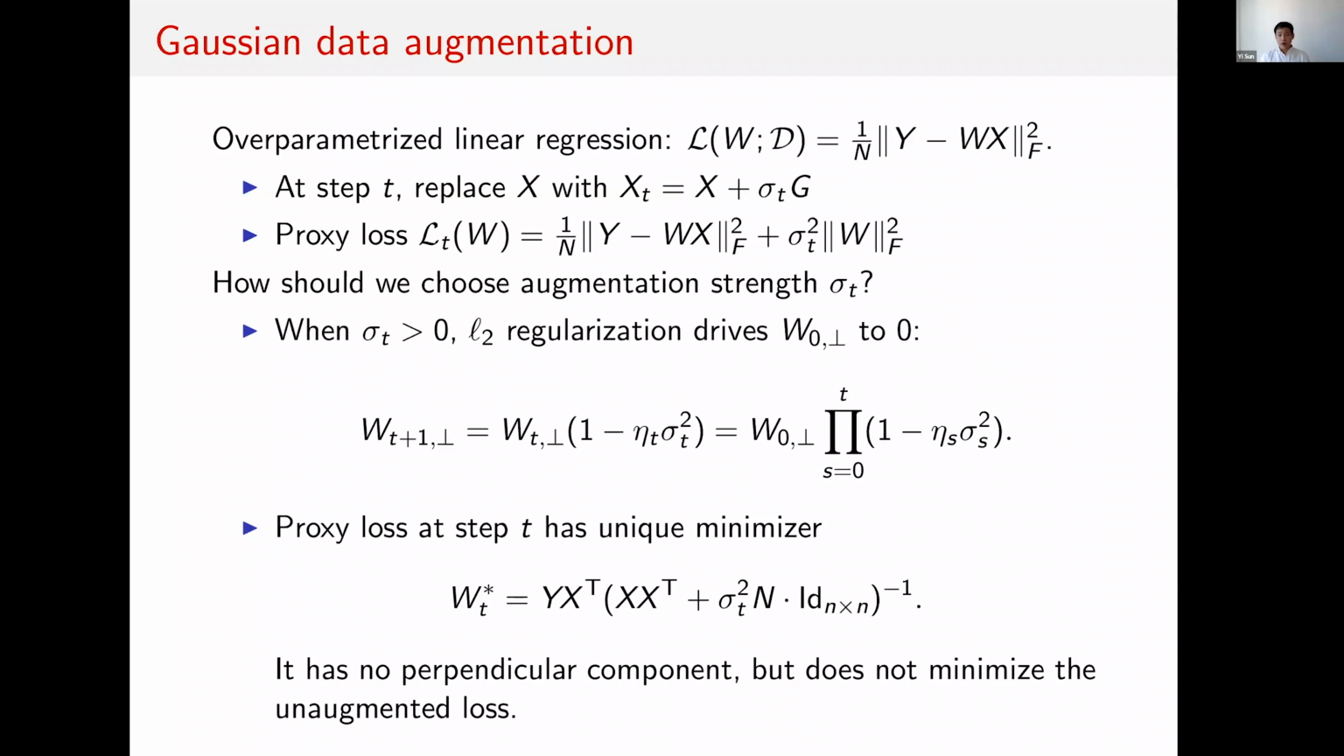On the other hand, if we take a positive augmentation strength, sigma sub t, and fix it for L2, then we're just doing ridge regression. And in this case, the L2 regularization will, for good values of the learning rate and augmentation strength, drive this orthogonal component to 0. And in this case, the proxy loss has a unique minimizer, which is given by the ridge optimum. So we'll notice that in this case, we've killed the perpendicular component, but unfortunately, our regularization introduces some error which does not minimize the unaugmented loss.